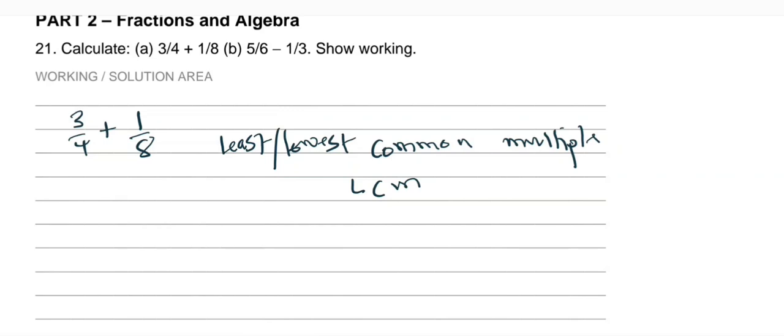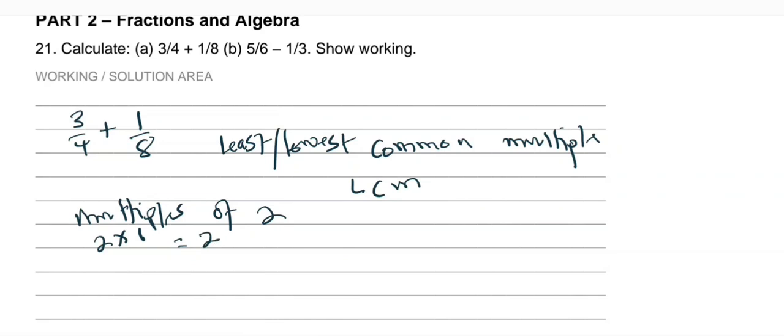Now, how do you find the lowest common multiple? Let me explain. If I give you 2 and I say, give me the multiples of 2, what I want you to do is multiply 2 times 1.